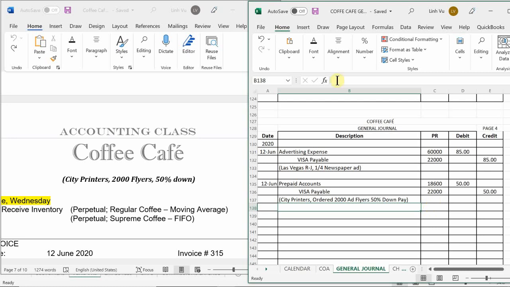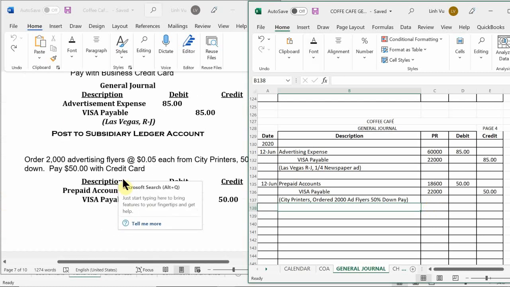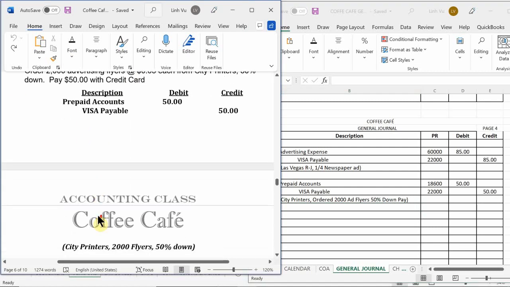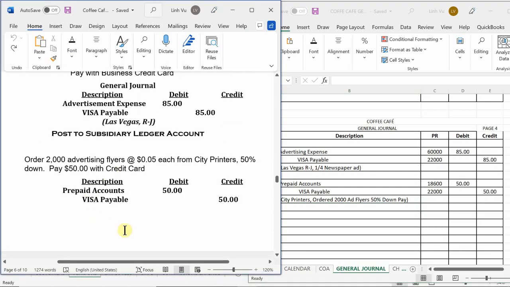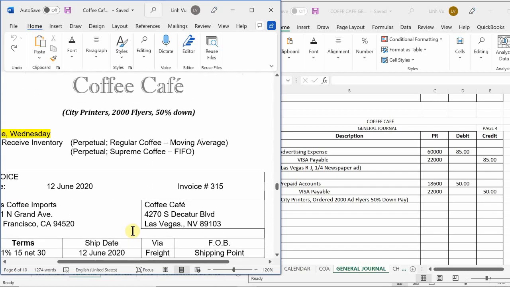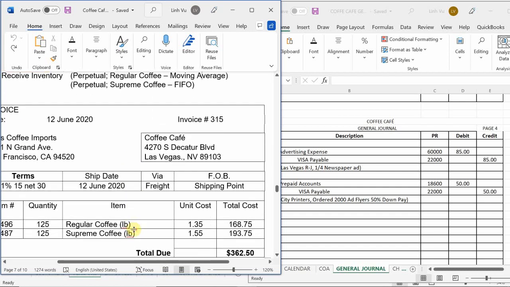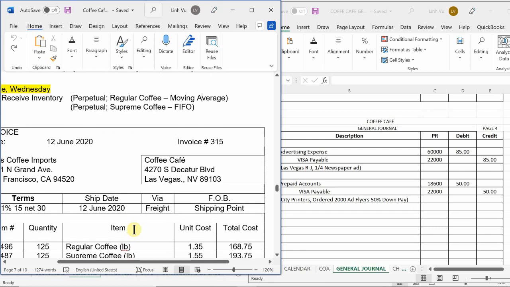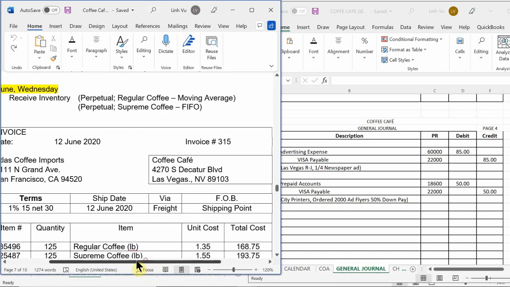All right, so we've just finished entering the advertisement payment here, okay? And we recognized that it was just a down payment for the advertising, so we haven't necessarily bought the advertising just yet because we haven't received the full 2,000 flyers yet. So now the next thing that we see here is we received some items, okay?